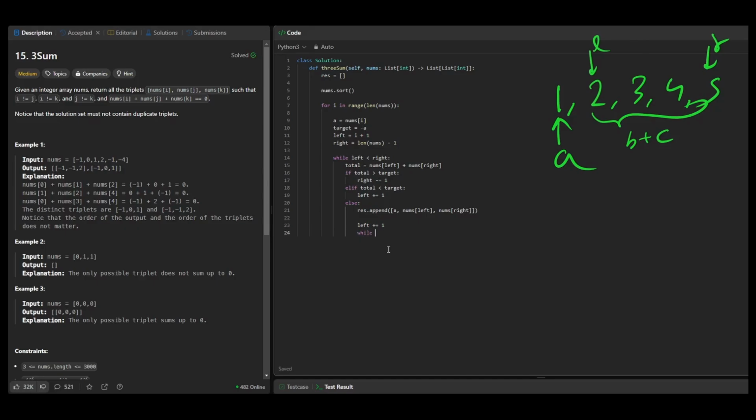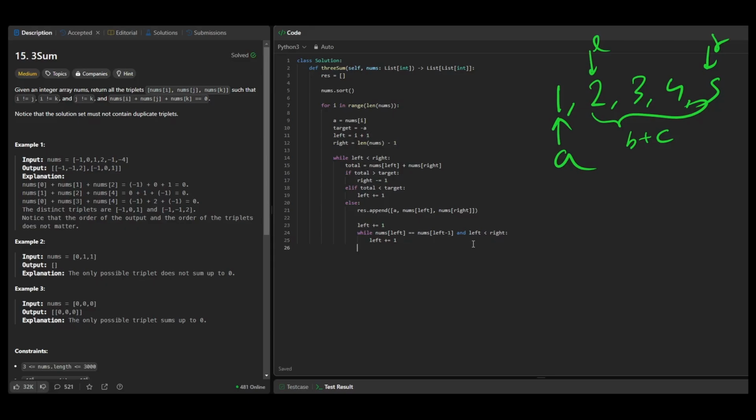For that, I can write a while condition here. If nums at left equals nums at left minus 1, the previous element, I would like to keep incrementing left until I find something where these values are not matching. Also, I need to take care of the bound. I might go out of bound. I might go on the right side of the right, and that would be an invalid condition. Over here we have written, so let me just say that left should always be less than right.